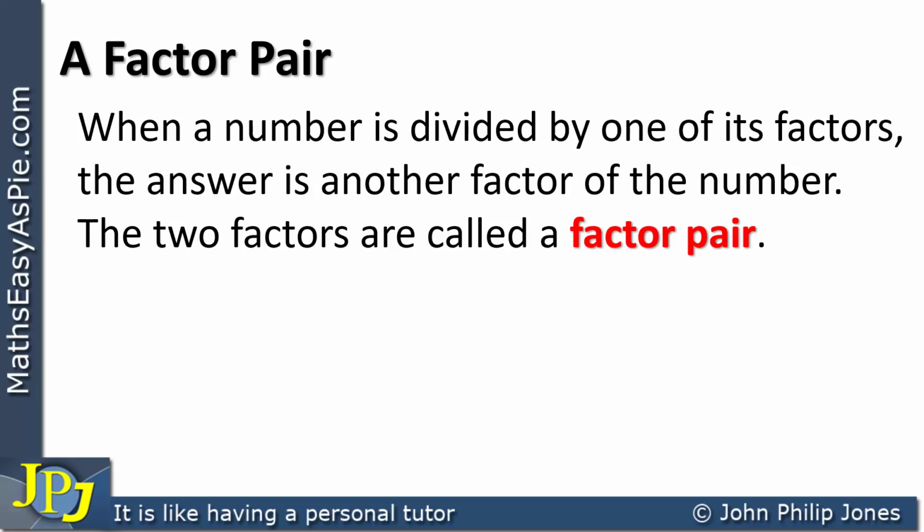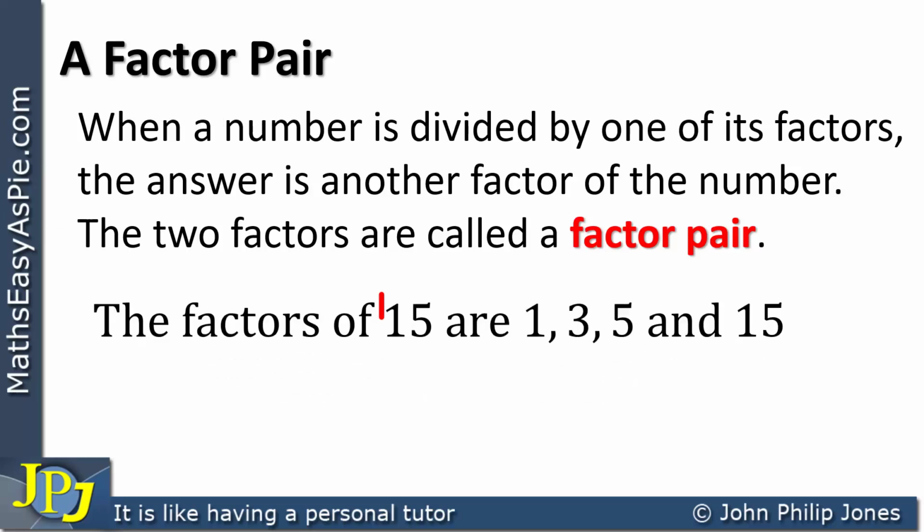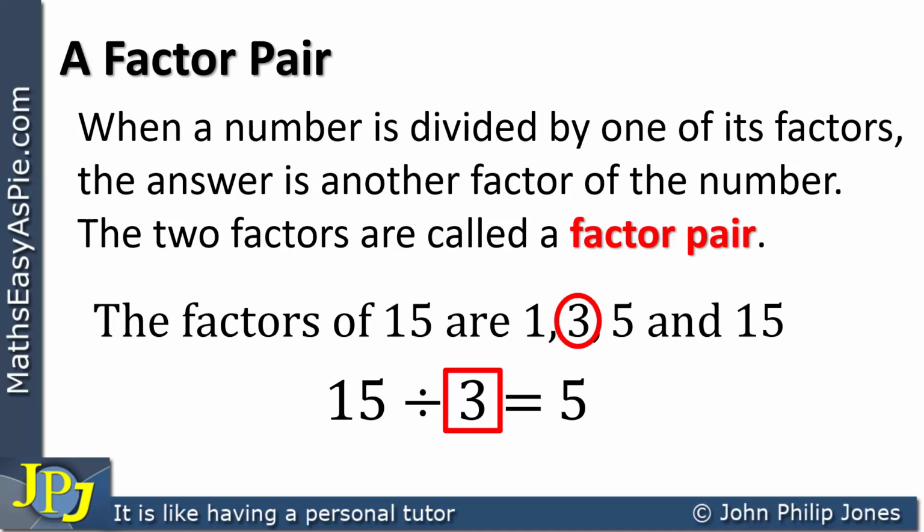Let's consider 15. The factors of 15 are 1, 3, 5, and 15. If I take the 15 and divide it by 3, where 3 is one of the factors of 15, we can see that the result is 5, which is another factor of 15. So we can see dividing by a factor of 15 gives another factor of 15.